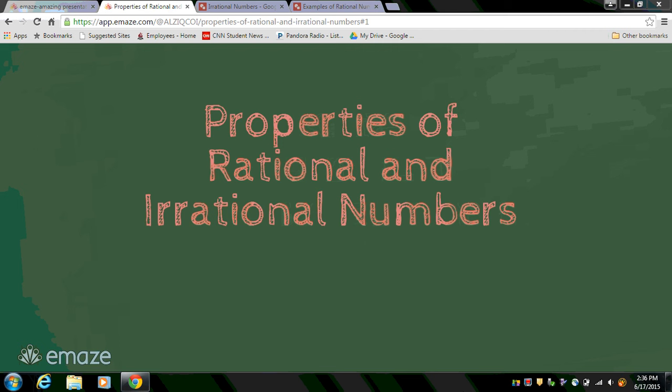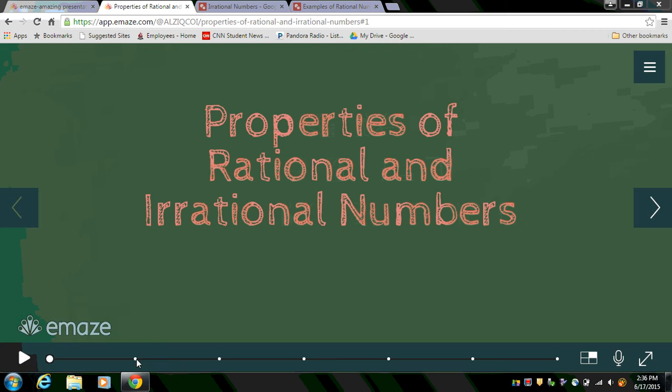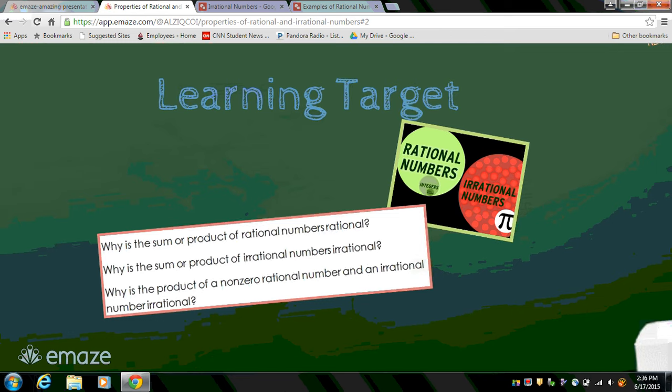Properties of rational and irrational numbers. Our learning target: why is the sum or product of rational numbers rational? Why is the sum or product of irrational numbers irrational? And why is the product of a non-zero rational number and an irrational number irrational?